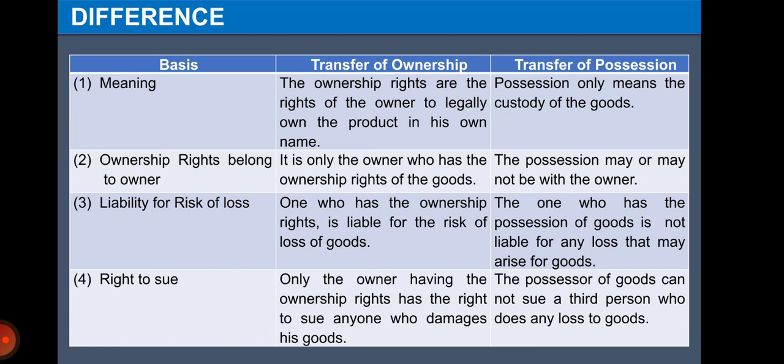Right to sue. Only the owner has a right to sue against anyone if anyone damages his property. The possessor of goods cannot sue a third person who does any loss to the goods. So these are the major differences between the ownership and the possession.